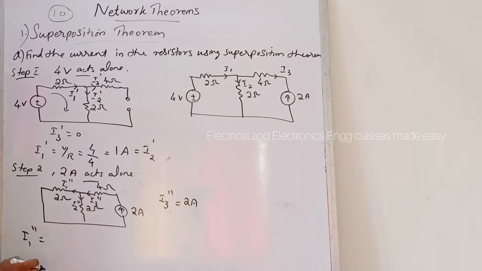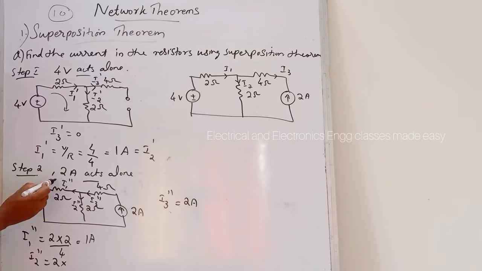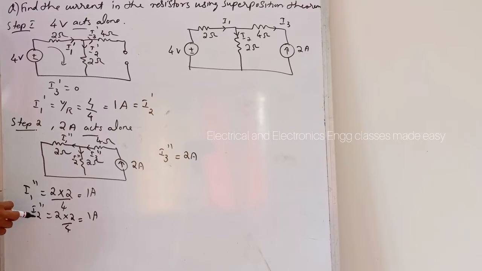I1 double dash is equal to the total current into the resistance through the other branch, that is 2 ohm, divided by total resistance, that is 4, and that is equal to 1 ampere. Then I2 double dash is equal to total current 2 ampere into resistance through the other branch, also 2, divided by total resistance, equal to 1 ampere. So here also I1 double dash and I2 double dash equal 1 ampere and I3 double dash is 2 ampere. Now next is step 3.